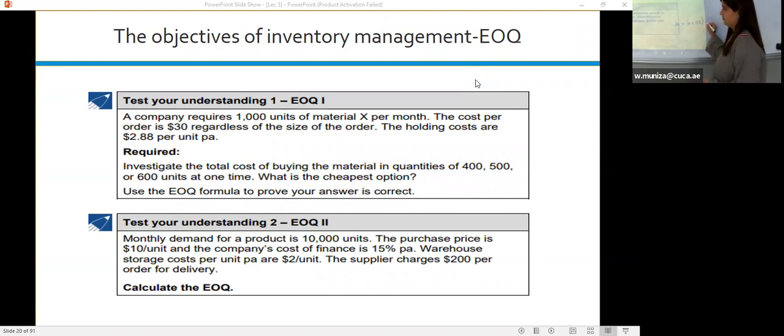Good question. Per year is 120,000, right? Monthly demand is 10,000. So per year is 120,000 units, yes. This will be the cost of holding, students. Cost of finance and warehouse storage cost, too. Cost of ordering, 200.